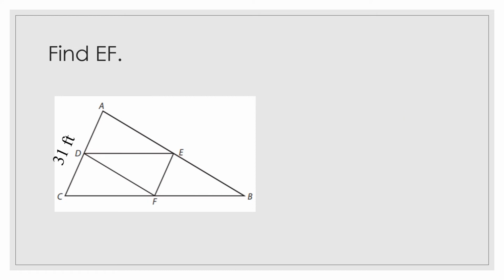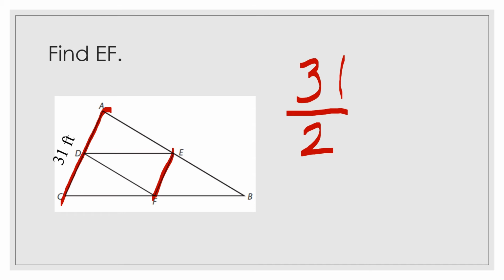Here we're given the base. We're looking for the midsegment, EF. So if we're given the base, we take the length of that base, divide by 2, and you'll end up with the midsegment. In this case, we get 15.5.